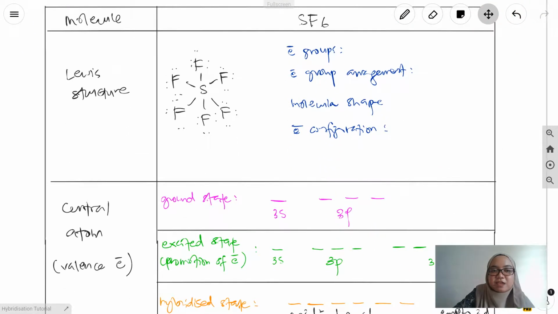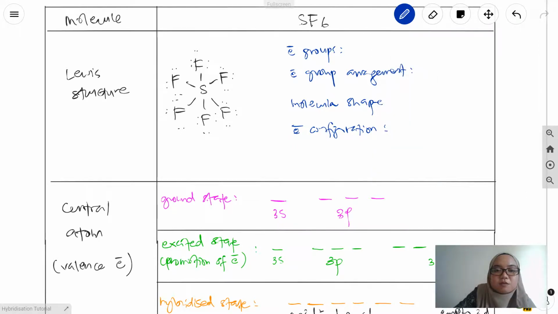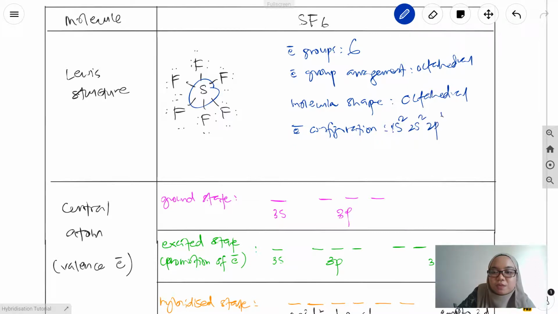Okay, SF6. So I have drawn the Lewis structure for you. So the electron groups around the sulfur is 6, which means it has the shape of octahedral according to VSEPR theory. Since there is no lone pair, the molecular shape will be octahedral as well, and the electronic configuration for sulfur is 1s2 2s2 2p6 3s2 3p4.